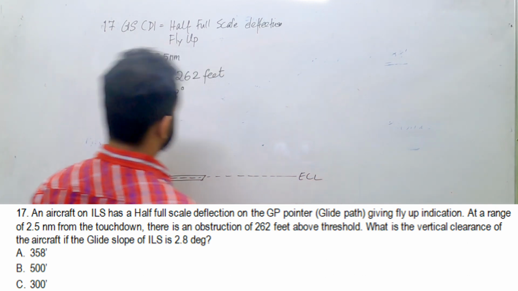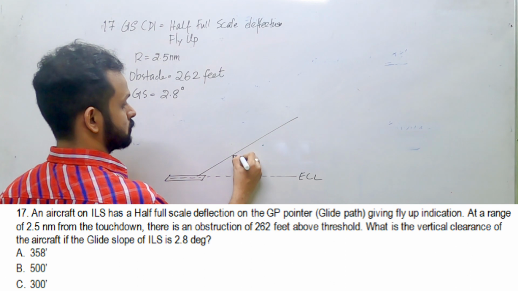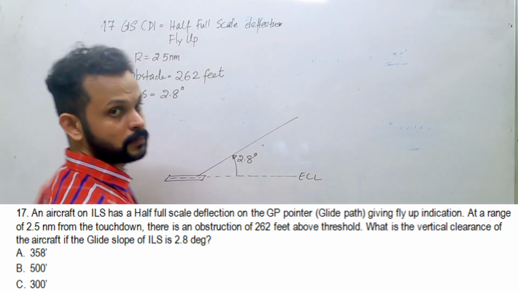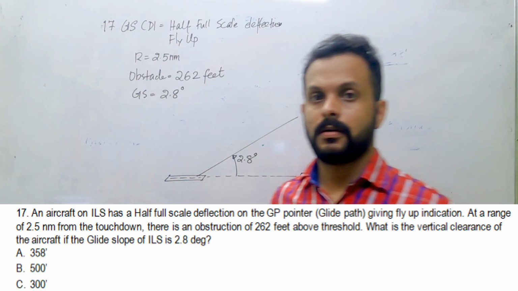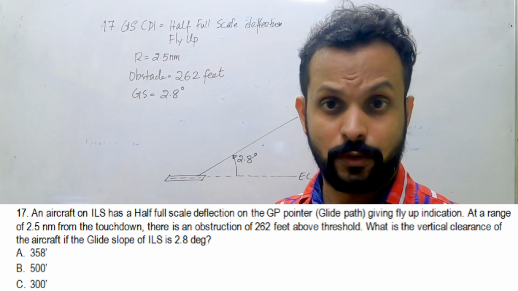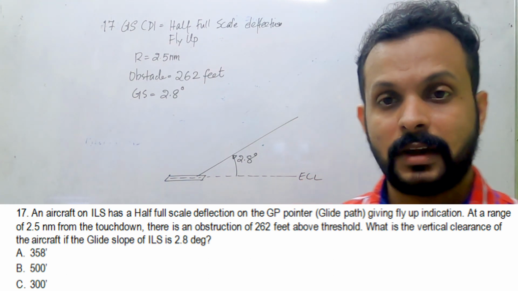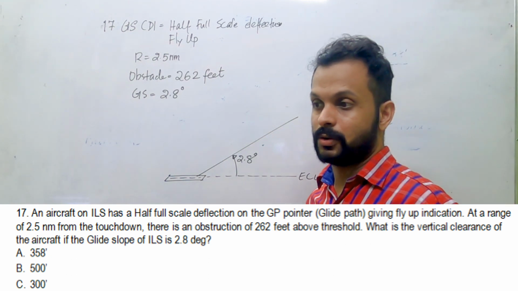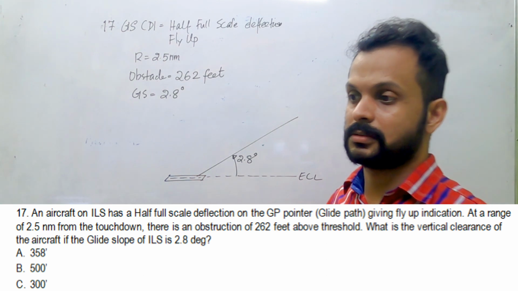So the extended center line here. The last line says that the glide slope of ILS is 2.8 degrees. That is the glide slope of that particular ILS system, which you have to take for calculations. Not 3 degrees. You have to take this one. 3 degrees is taken only when there's no glide slope information given. You can take it as 3 degrees, 5 dot systems, all those things when nothing is given.